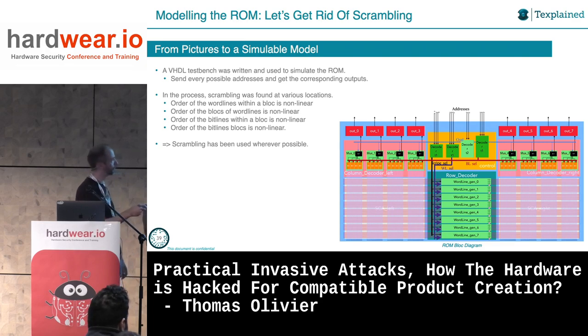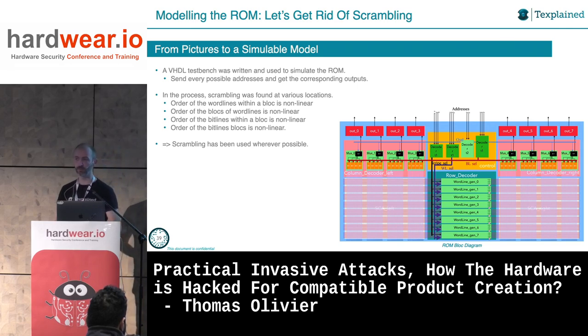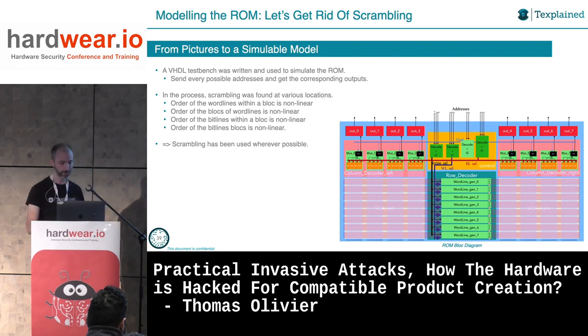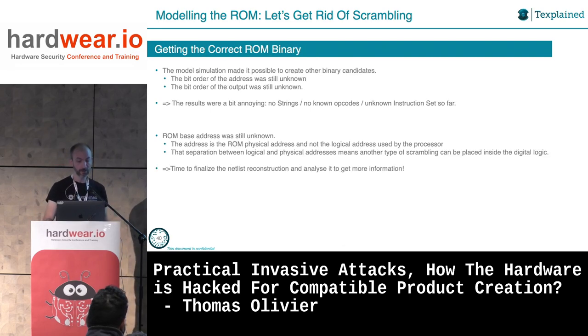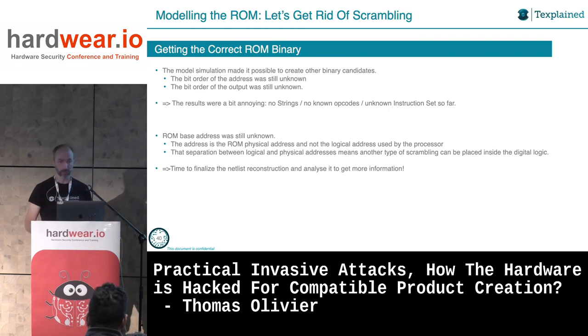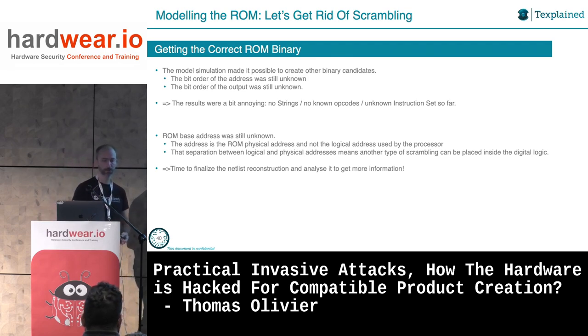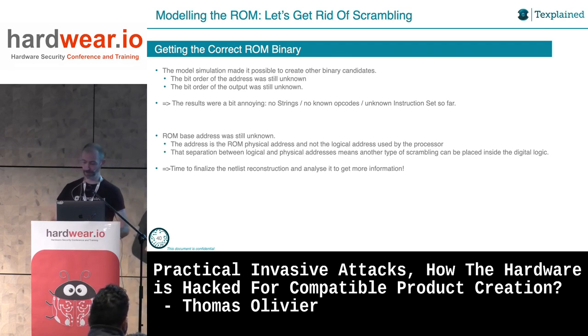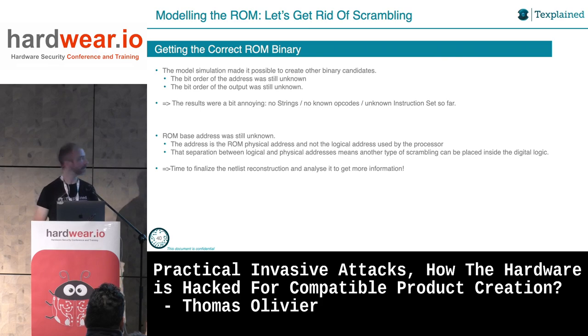Let's say the order of those blocks is also different. But inside the blocks, the selection of the word lines and the bit lengths were also scrambled. So it's a good job of obfuscating this. From this, we could build new binaries and try to see if we can see strings or non-opcodes, you know, try to find if we can make sense of the data.